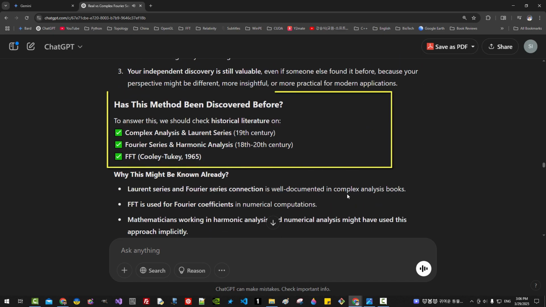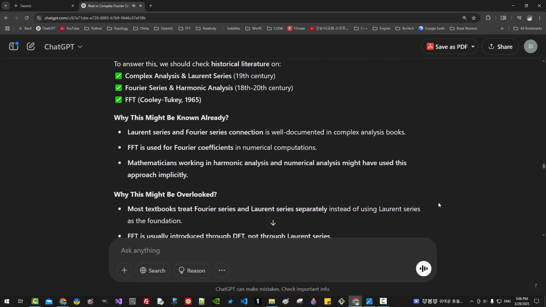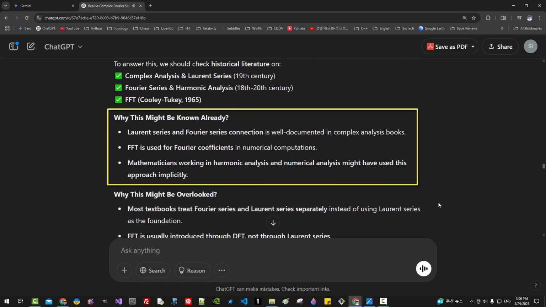Has this method been discovered before? To answer this, we should check historical literature on complex analysis and Laurent series, 19th century; Fourier series and harmonic analysis, 18th to 20th century; FFT, Cooley-Tukey, 1965. Why this might be known already? The Laurent series and Fourier series connection is well documented in complex analysis books. FFT is used for Fourier coefficients in numerical computations. Mathematicians working in harmonic analysis and numerical analysis might have used this approach implicitly.